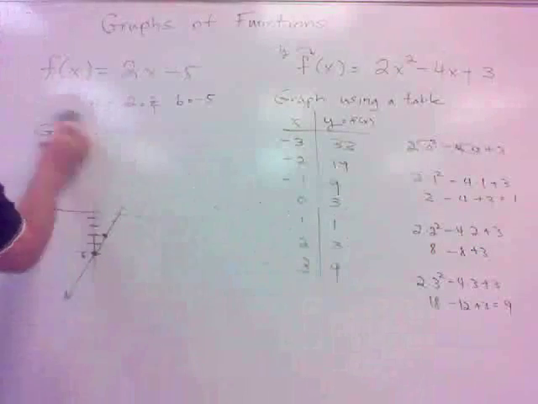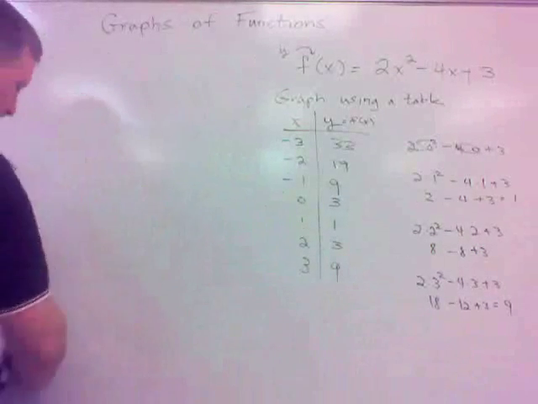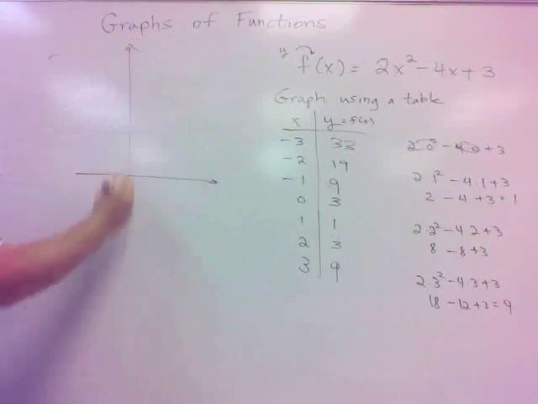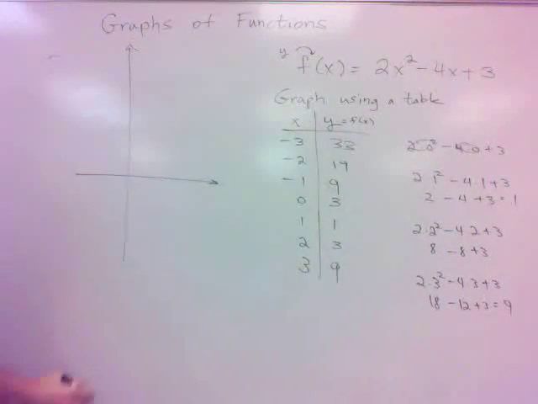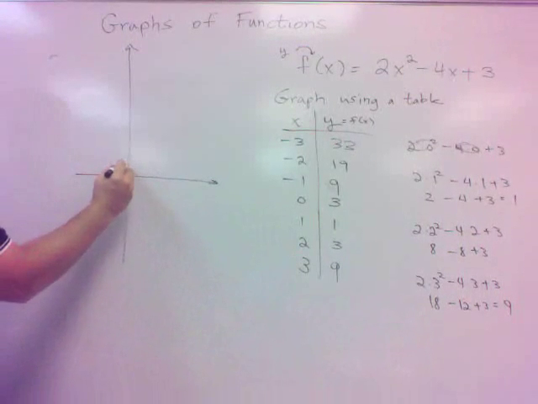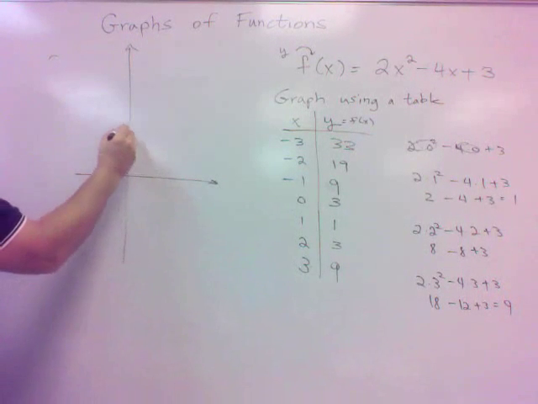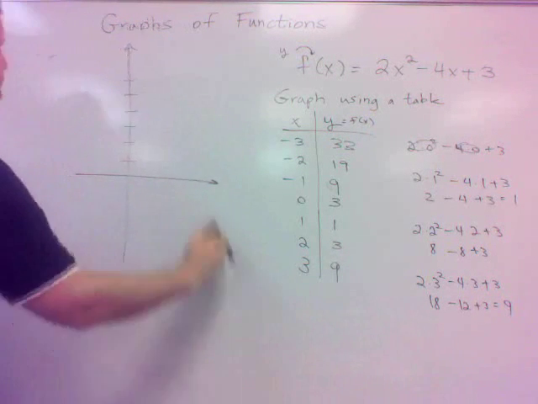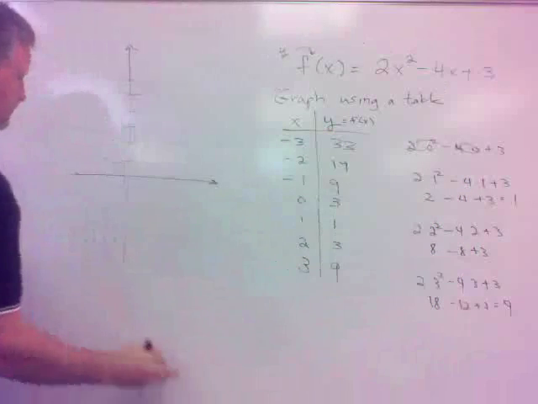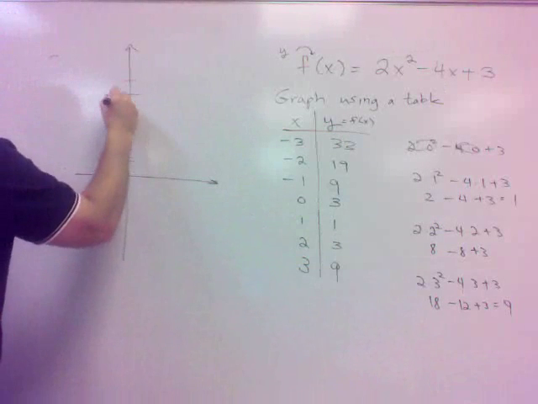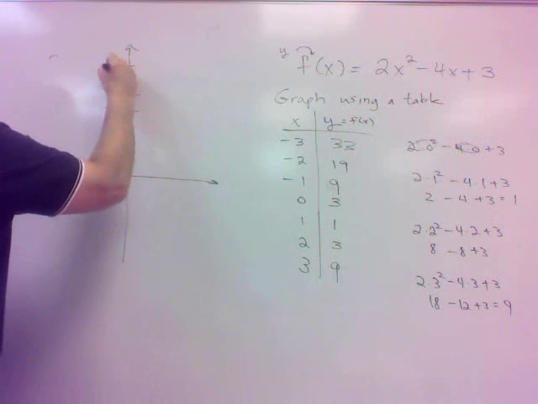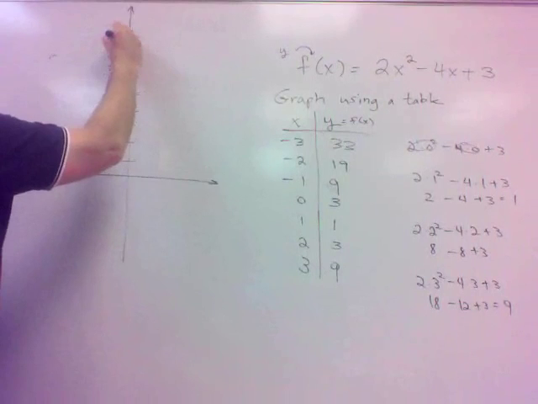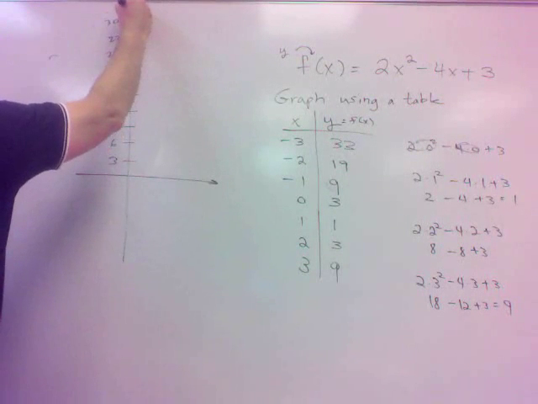All right, and so that gives us the shape of my graph. It's going to come out looking like, all right, so I need to go to 33. How about we go by 3s here? 3, 6, 9, 12, 15, 18, 21, 24, 27, and 30, 33.